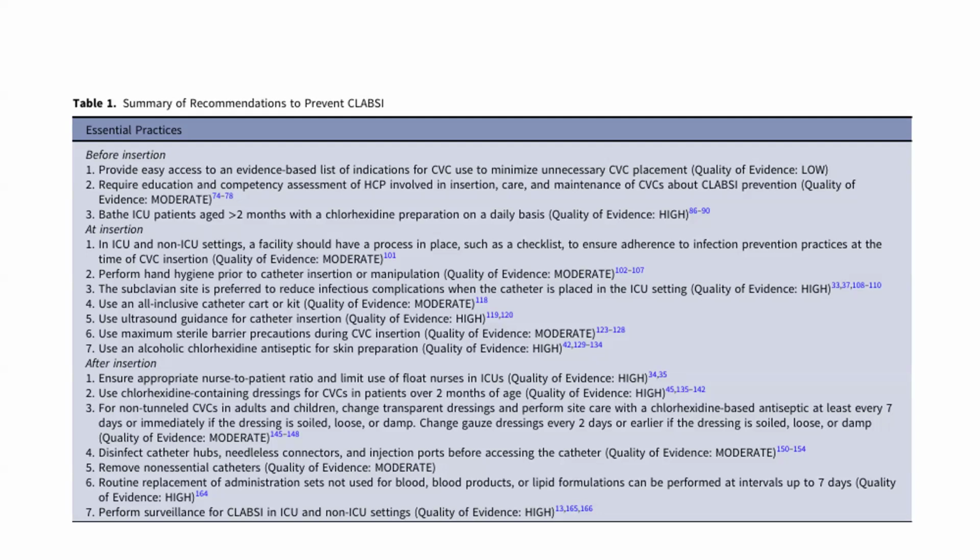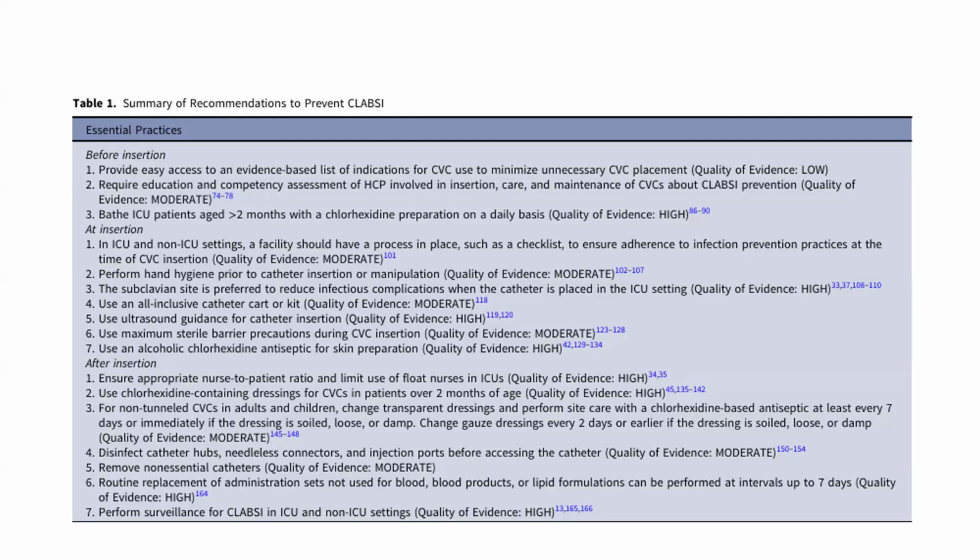Then at insertion, in ICU and non-ICU settings, facilities should provide a process in place, such as a checklist, to ensure adherence to infection prevention practices at the time of CVC insertion. Perform hand hygiene prior to catheter insertion or manipulation. The subclavian site is preferred to reduce infection complications when the catheter is placed in ICU setting. Use an all-inclusive catheter cart or kit.